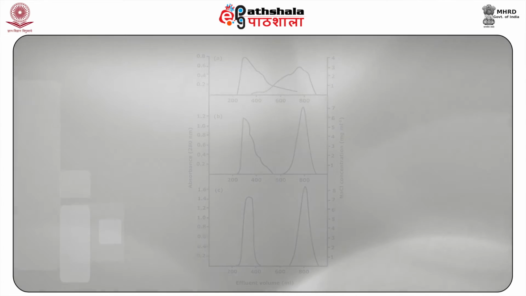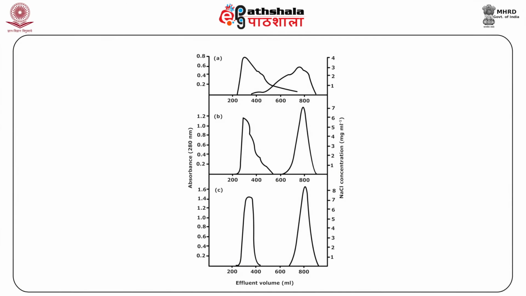Second factor is the viscosity factor. Increasing the viscosity of the sample above that of eluents results in broadened and skewed elution profile. As you can see here, we have shown you in this figure variation of absorbance with respect to change in effluent volume and NaCl concentration.